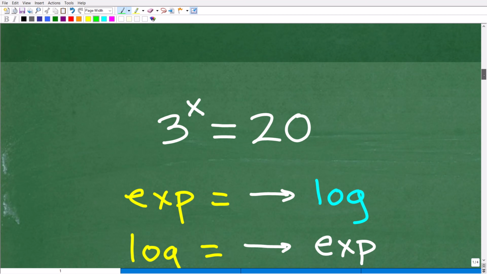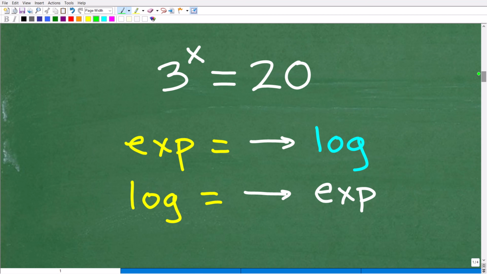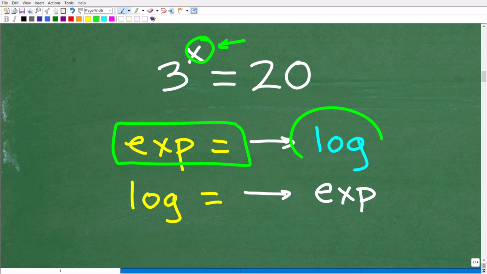Okay, so again, we're dealing with an exponential equation. Now, an exponential equation, remember, is where you're trying to solve for the variable, and the variable is in the exponent location of a power. Now, what you need to know is that when you have an exponential equation, you're going to be using logarithms. Okay, now on your calculator, if you have a scientific calculator, you want to look for this button, the LOG button.